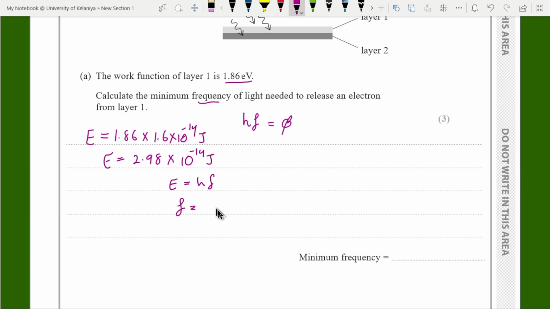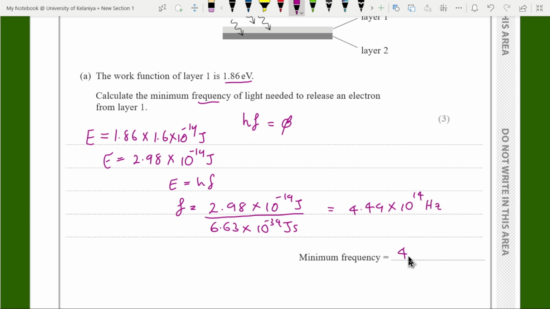The frequency is equal to 2.98 times 10 to the power minus 19 joules over Planck's constant, which is 6.63 times 10 to the power minus 34 joule seconds. If you calculate this, you will get 4.49 times 10 to the power 14 hertz. That's your answer. To two significant figures, it is 4.5 times 10 to the power 14.